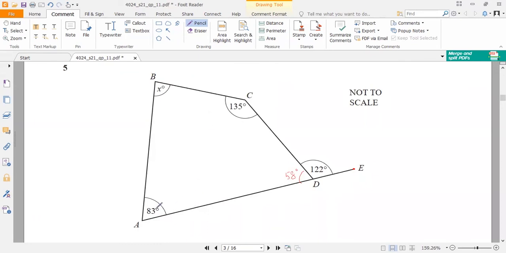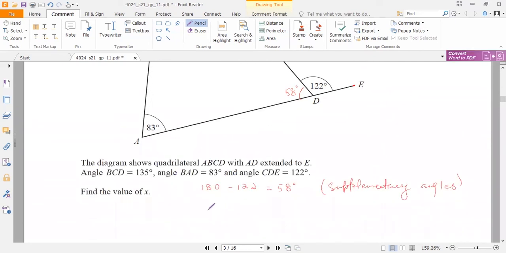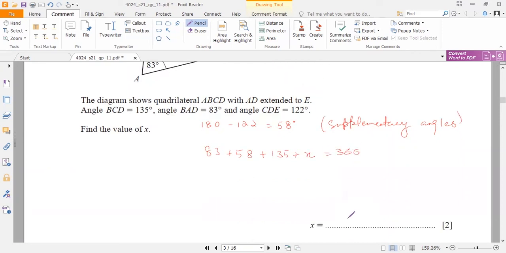Okay. So now the sum of the angles of this quadrilateral will be equal to 360. The sum of every quadrilateral, we know, is equal to 360. So we can say that 83 plus 58 plus 135 plus x will be equal to 360. So to find the value of x, we need to subtract all these angles from 360. After subtracting, we will get the answer 84 degrees.